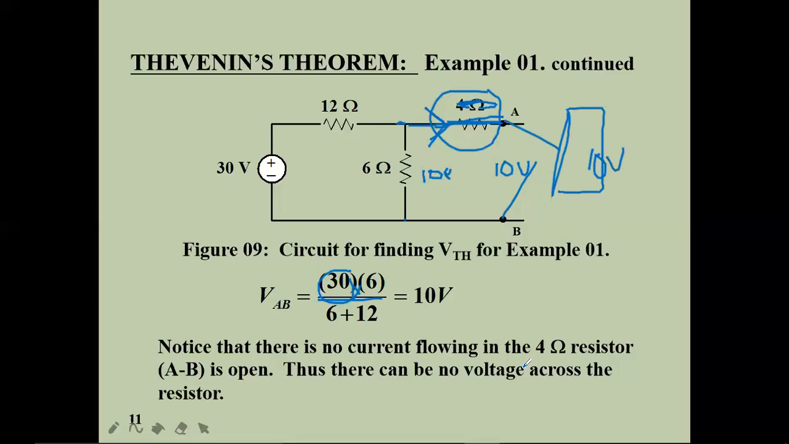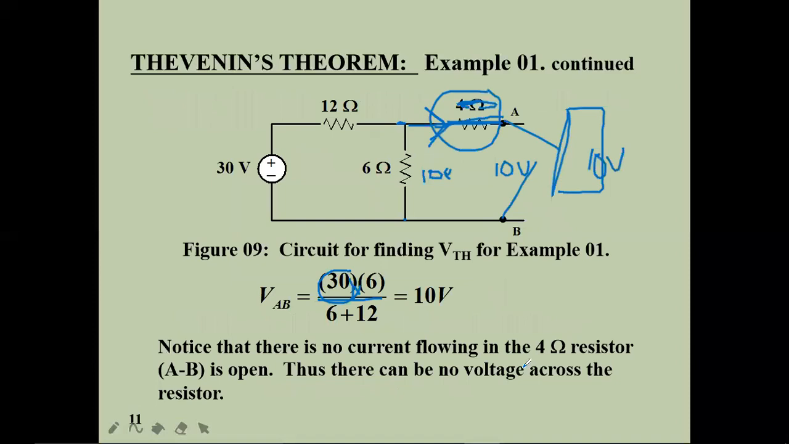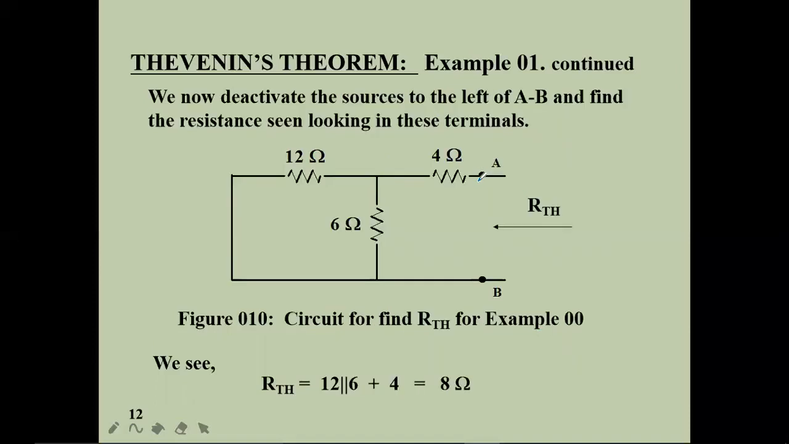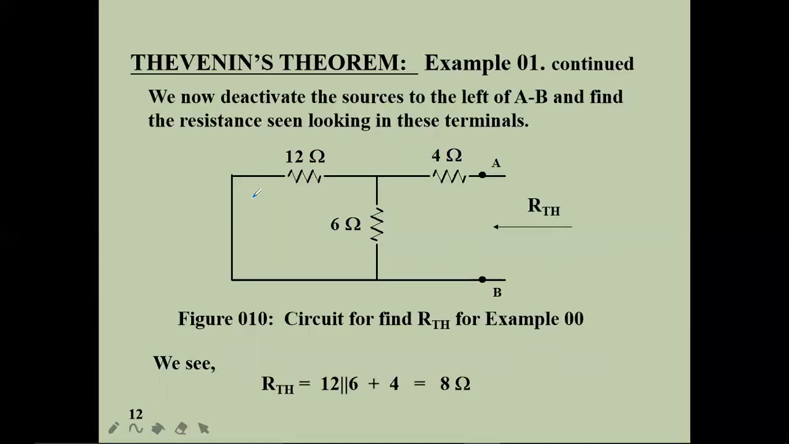Right. I move to the next slide. Here in this slide, I found VTH. Now I am going to find RTH. For finding RTH, we deactivate the sources to the left of AB. So this is AB. Deactivating sources means the voltage sources are replaced with a short circuit and the current sources are replaced with an open circuit. Here there is a voltage source, so I am going to short circuit it.